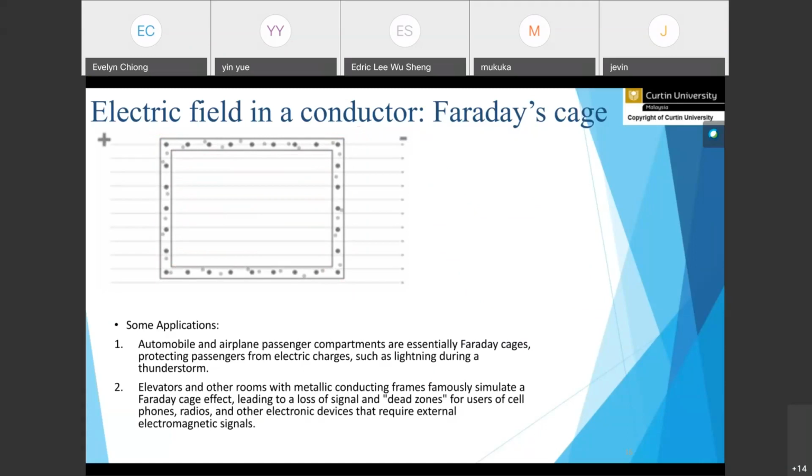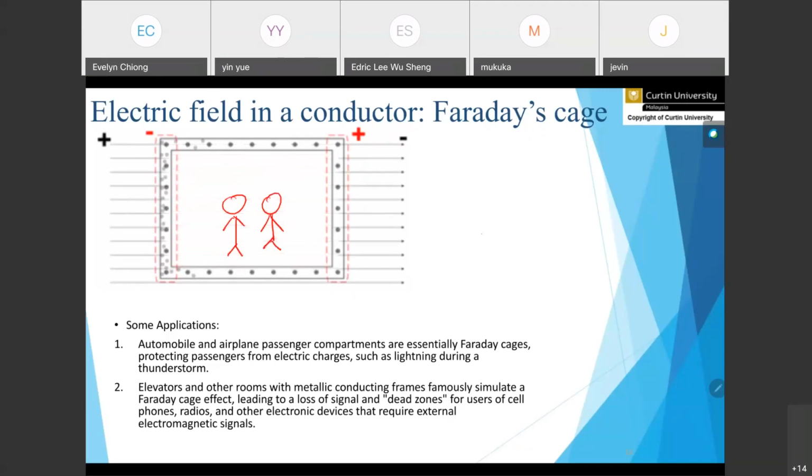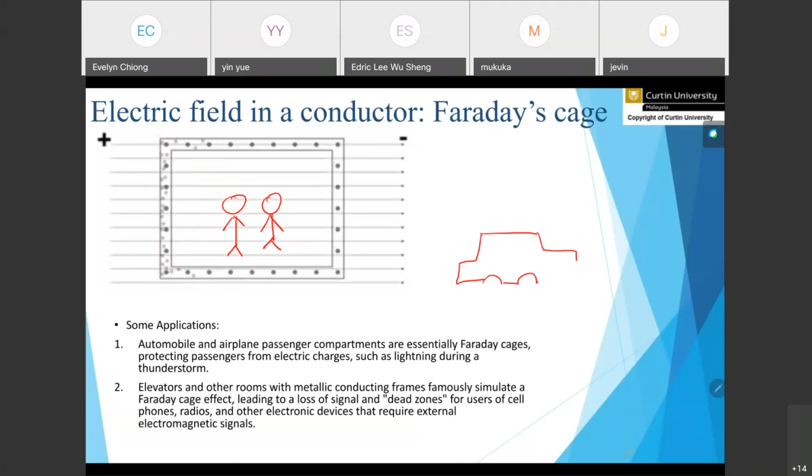All right, so some applications: automobile and aeroplane. The compartments are essentially Faraday cages, protecting the passengers from electric charges. So maybe you are inside here, then you are protected. Or maybe in a car also. In a car, you are also protected.